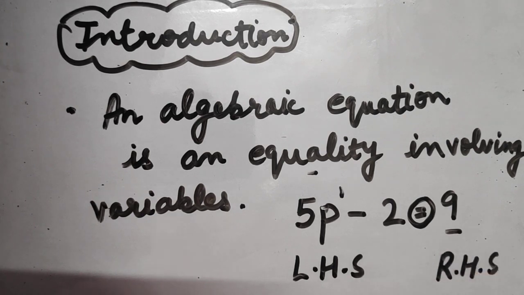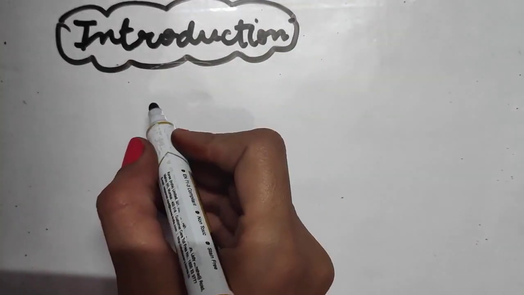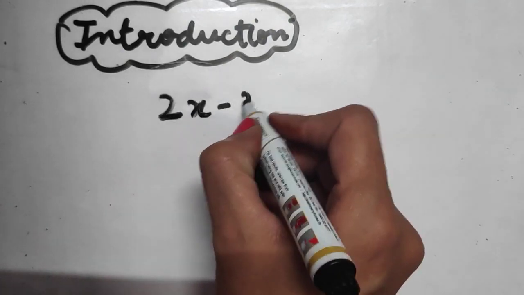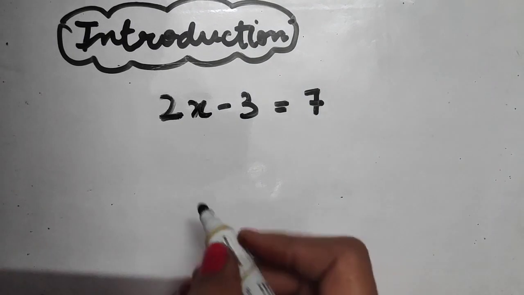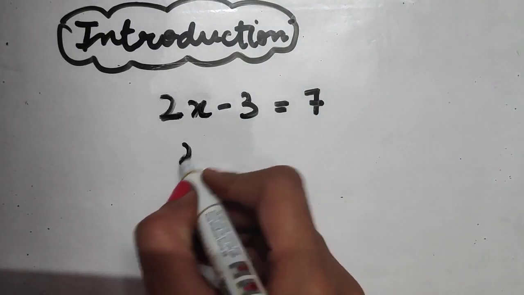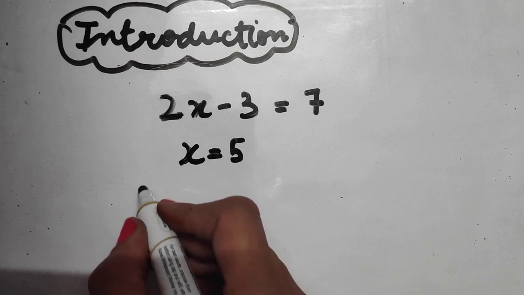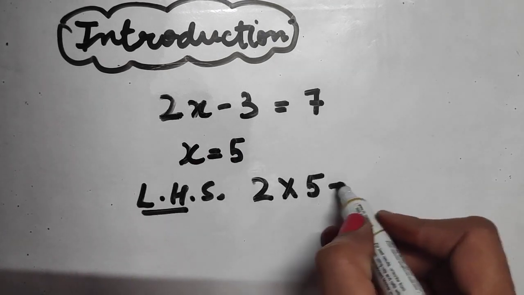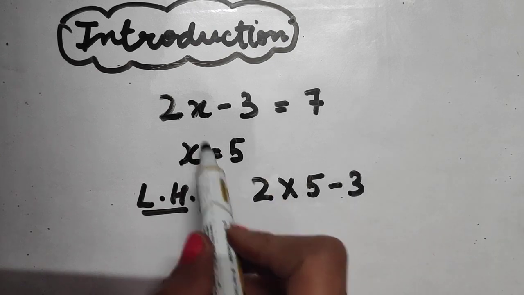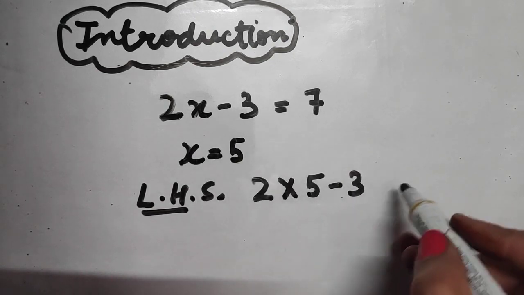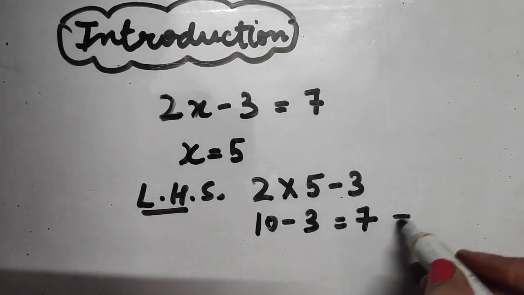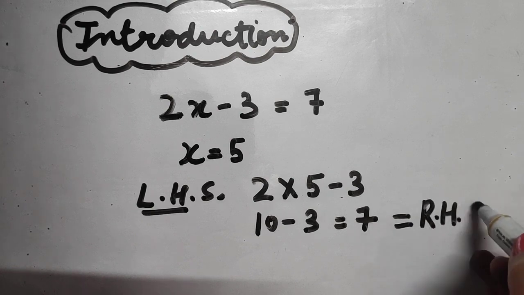Let us talk about the second point now, what we have studied. Let us take an example, that is 2x minus 3 is equal to 7. I am taking x is equal to 5. So I am solving the left hand side. The left hand side will be 2 into 5 minus 3. I have put x is equal to 5. So 2 into 5 minus 3 is equal to 10 minus 3, which is equal to 7, and that is equal to the right hand side.